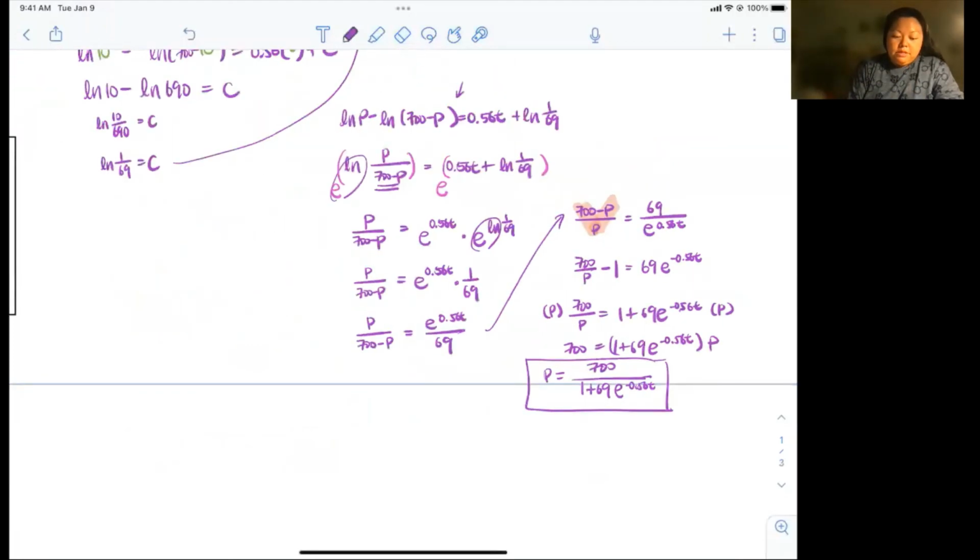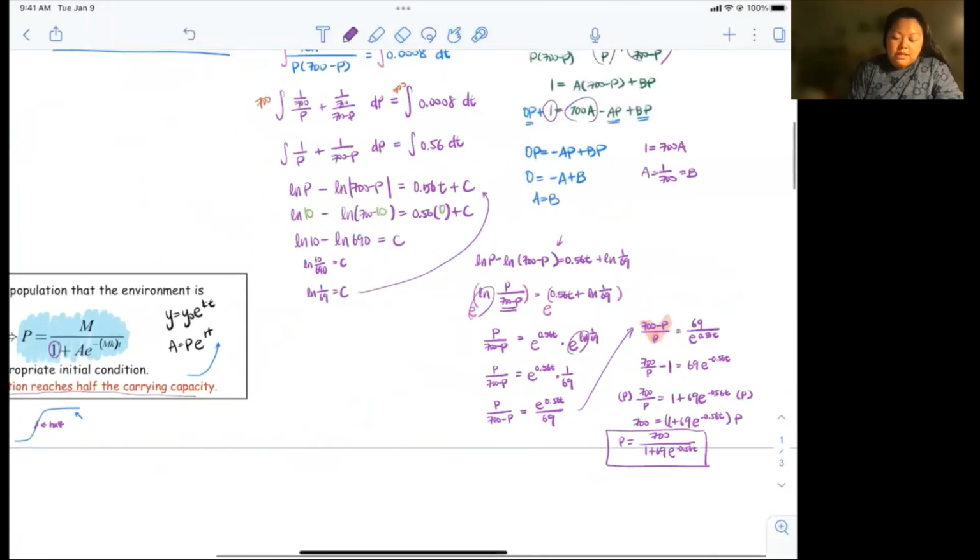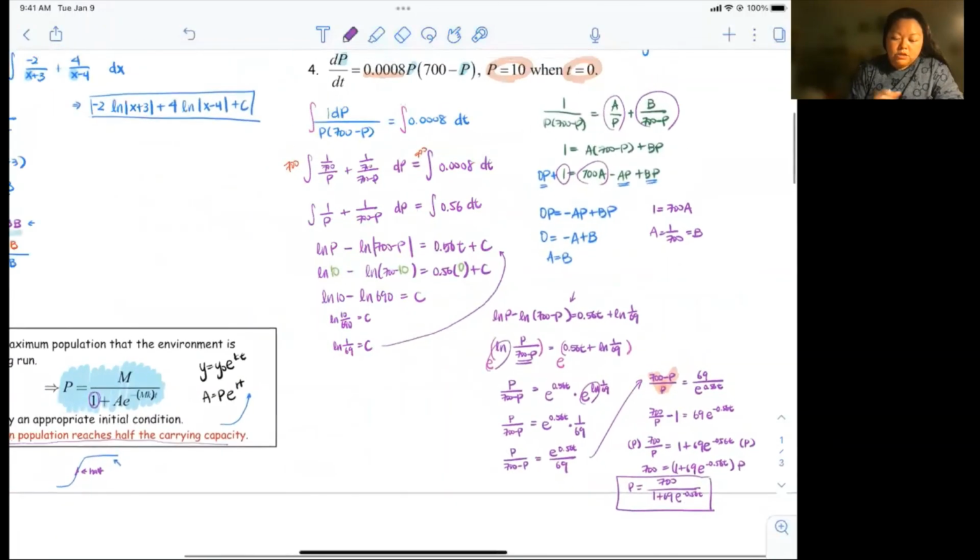Walk this through a few times, try to make sure you can see all the steps and understand how to get from my derivative of dp over dt all the way down to this final equation of p equals your carrying capacity on top and the rest of the terms, okay? All right, that's it.